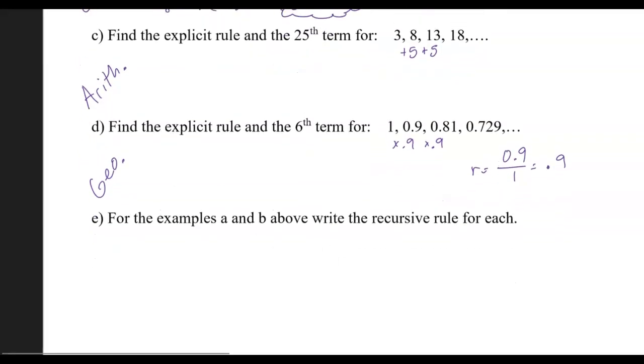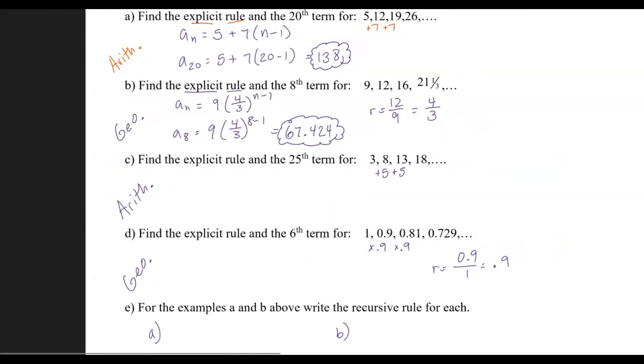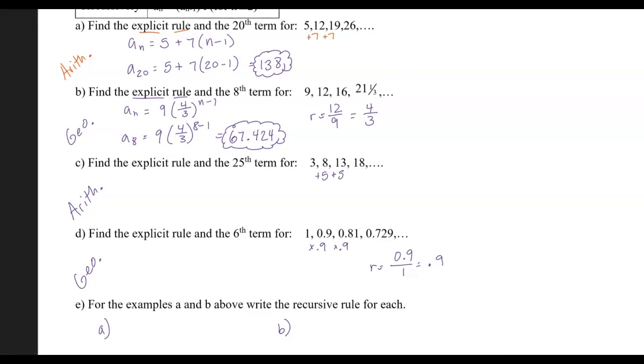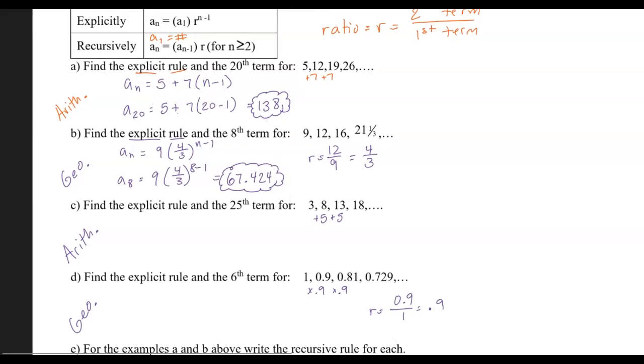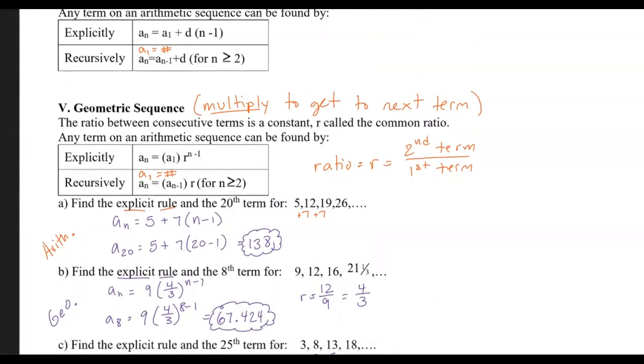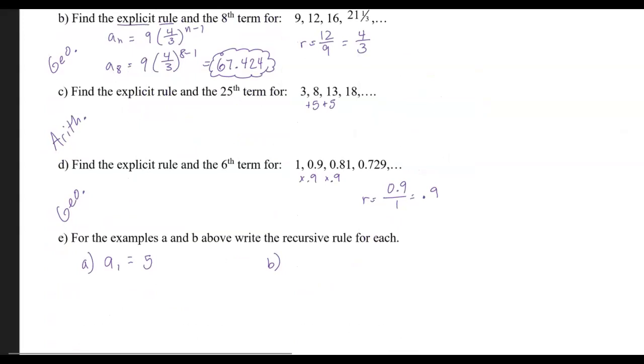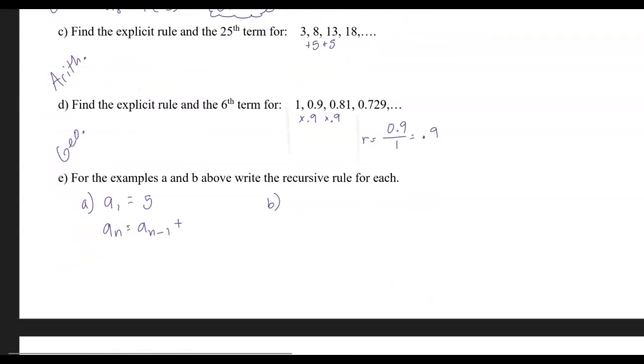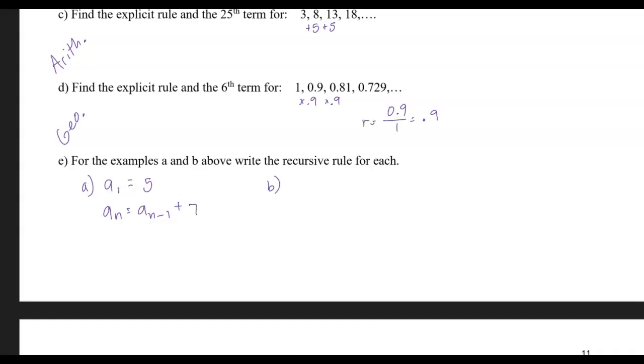Okay, and then it says, for examples A and B above, write their recursive rule for each. So, for part A, we originally wrote it explicitly. Now we're writing it recursively. When we write recursively, we must state what the first term is. This is part of the definition we have to write for recursive. A sub 1 is 5. Then, it's arithmetic. So we look up here at this rule. We need to write A sub n is equal to A sub n minus 1 plus D. And what was our D? It was 7. Our common difference was 7. And we're done.